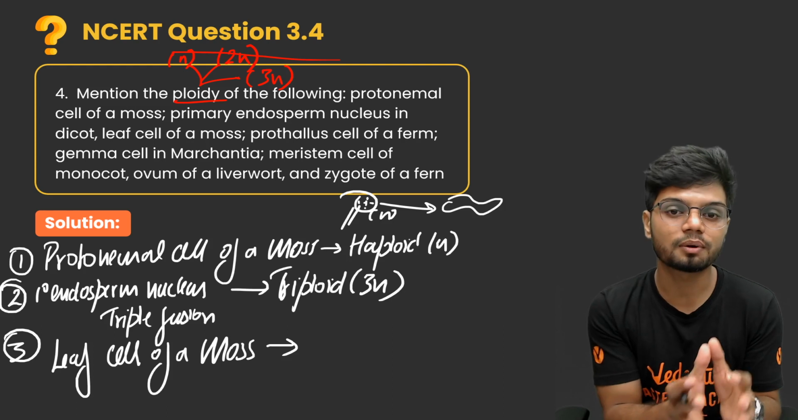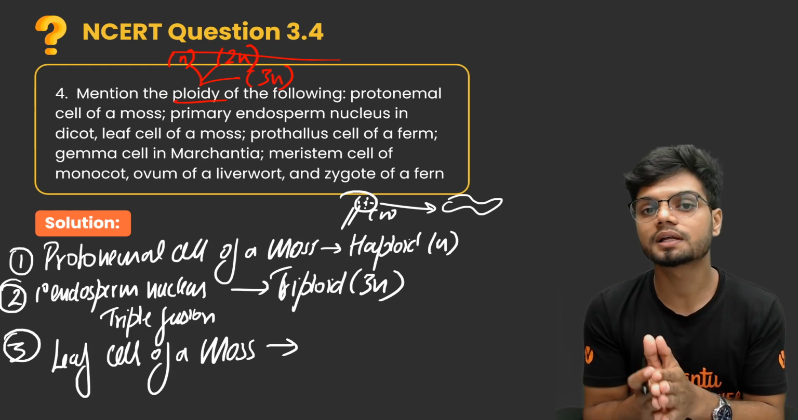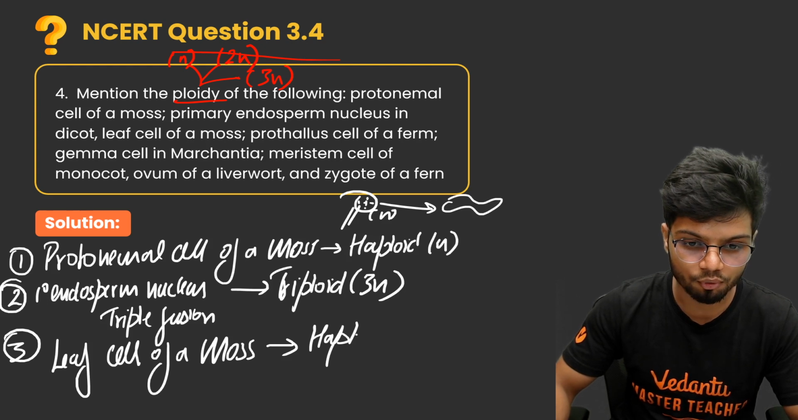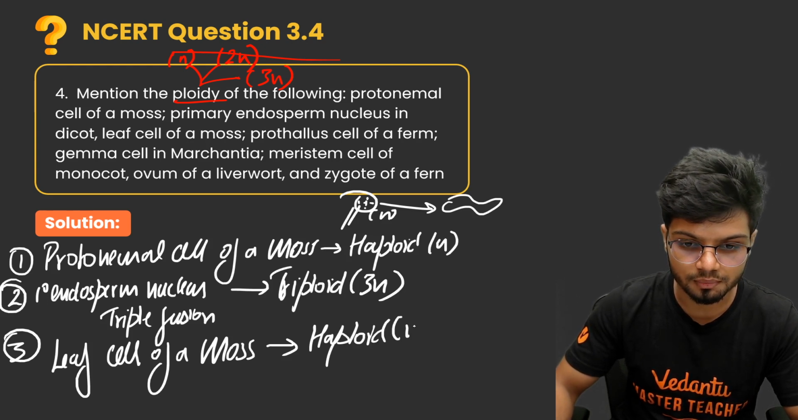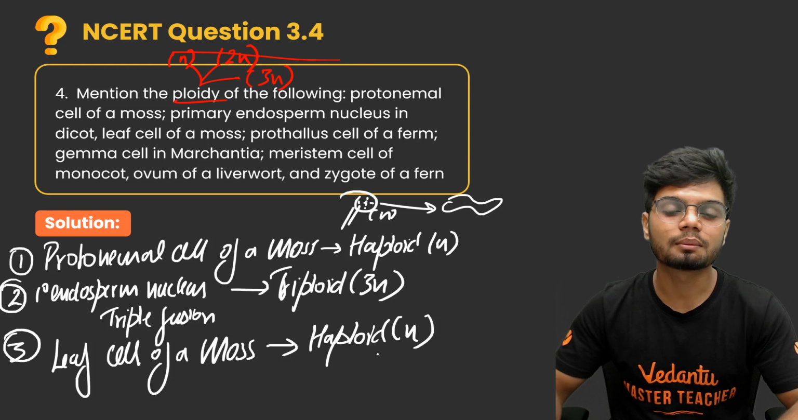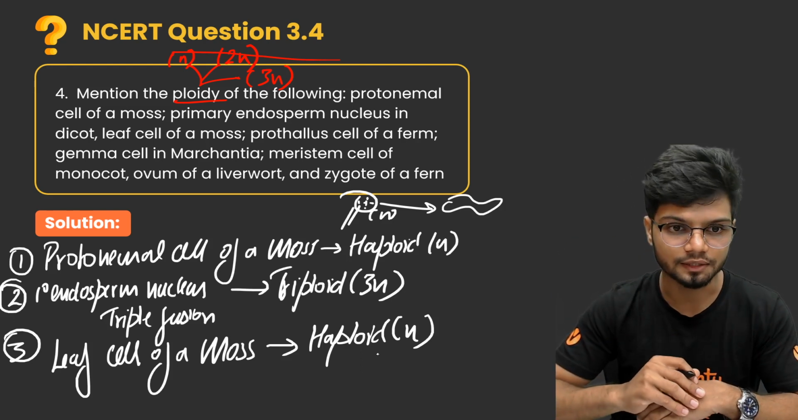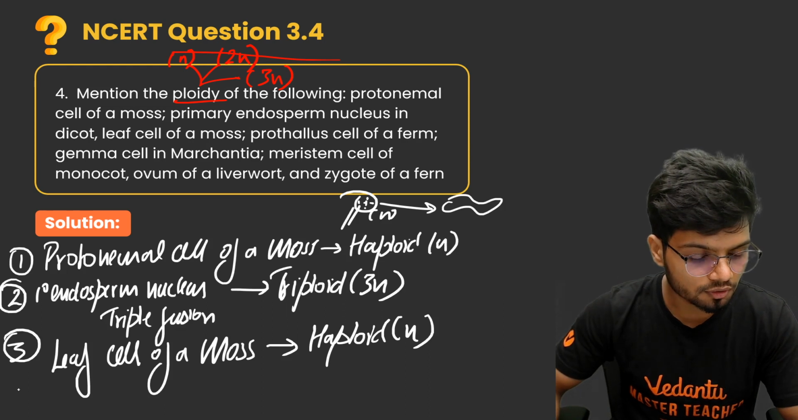The leaf cell is part of the gametophyte, and the gametophyte is haploid in nature. Extremely easy to answer. This gametophyte is the main dominant plant body which gives rise to the sporophyte later on. Now let me look at the fourth one.